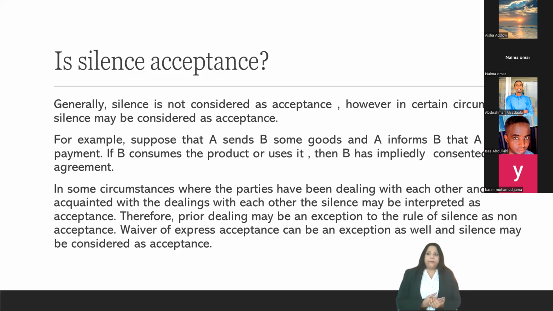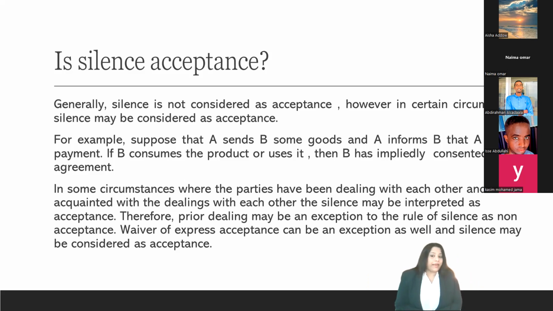Like for example, A and B, let me come back to this example, but in another way. A supplies textile materials to B, who owns a garment factory. So they have been dealing with each other, say for 6 months, 1 year, 2 years, 3 years. So they already know the mind of each other. So even if B does not get back, really expressing his willingness to go ahead with the product, that means silence may be interpreted as acceptance, again, depending upon the facts and circumstances of each case.